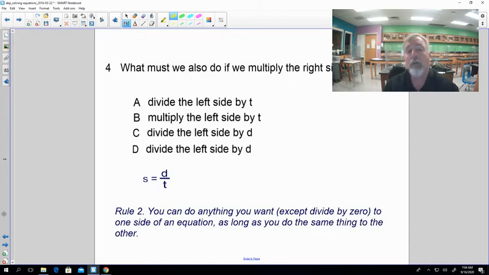Fourth question, what must we do if we multiply the right side by t? Well, this gets to our second rule. Whatever we do to one side, we have to do to the other. So if we're going to multiply the right side by t, we have to multiply the left side by t. All right.